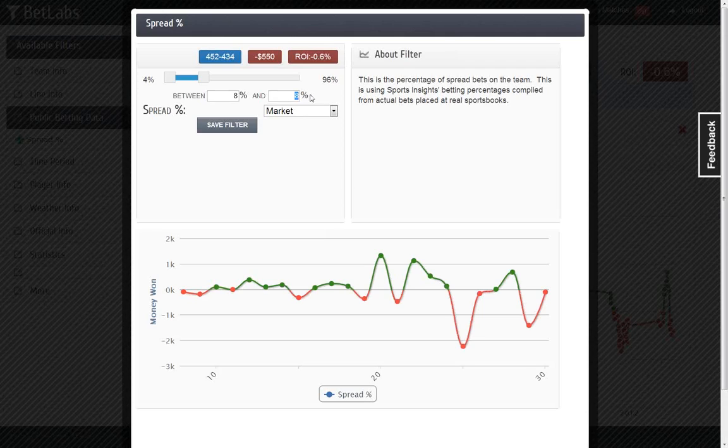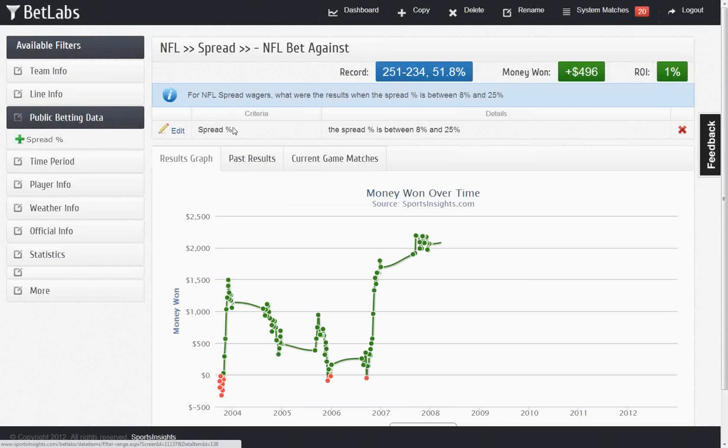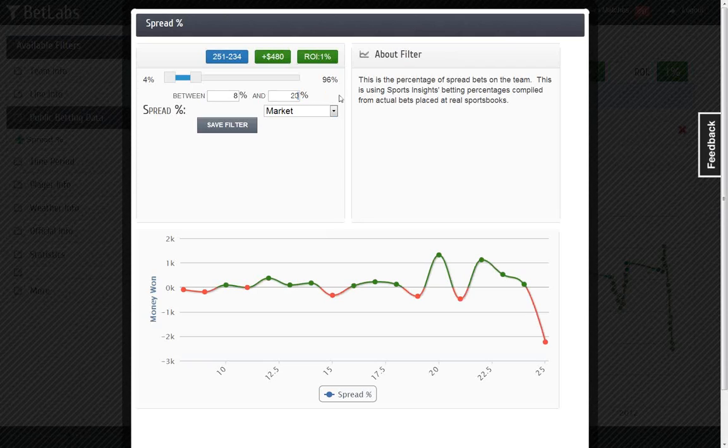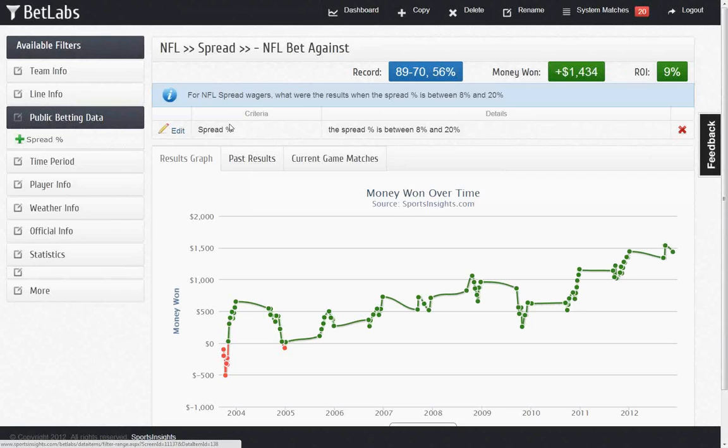So what were we at? 25 last time? I think we're at 30. Let's hit 25. All of a sudden, we're in a positive relationship, almost at 52%. And now let's ratchet up one more. So 20. At the 20, basically a team I'm betting on, only less than 20% of the public's bet on. These are really ugly teams that everybody hates, and now all of a sudden you're up to 56%.